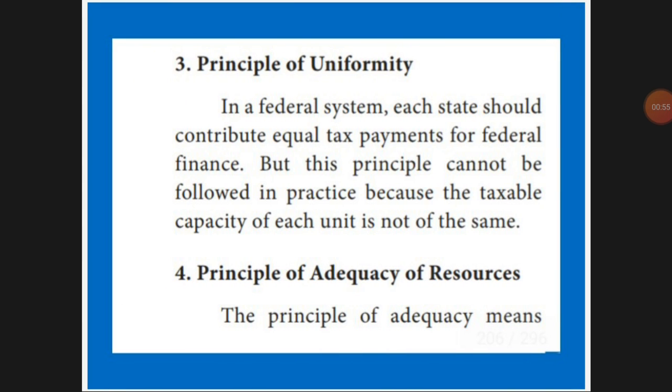Next, the principle of uniformity means the states also have to give some amount to the central government, and all the states have to give equally. Practically it's not possible, because some states are bigger, some are very small, some states have more industry and some don't, so it's not possible, they are telling.